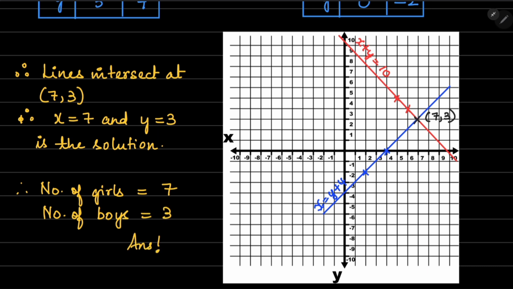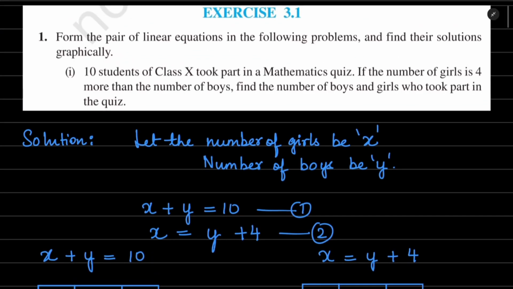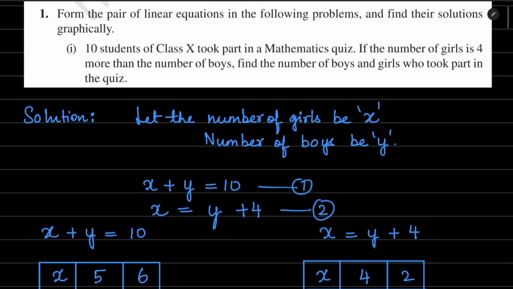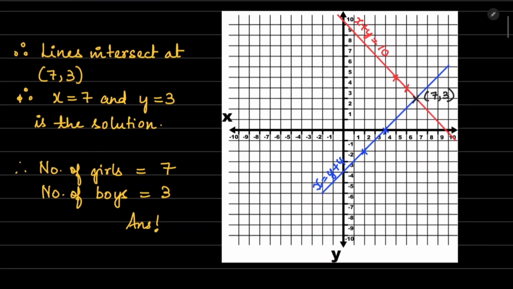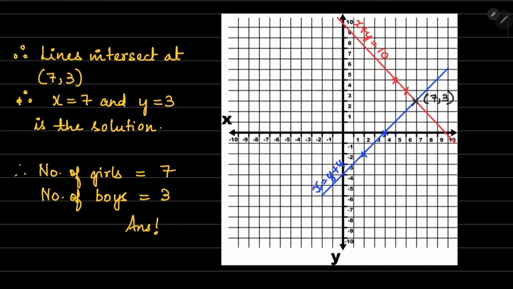So it would have been much easier to do it in an algebraic way. In case you're asked the same question, and you're only given the question and not specified how you have to solve it, you can use the most convenient way, either substitution or elimination method. Either way, whichever way you solve, you'll still be getting the same answer. Okay, so this is your first question. Now let's move on to the second.